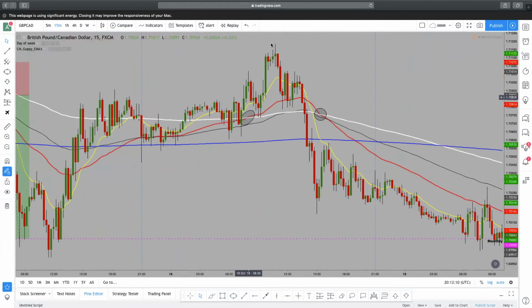So price came back up, came all the way up here, made an M formation with the engulfing candles. We sold around here.